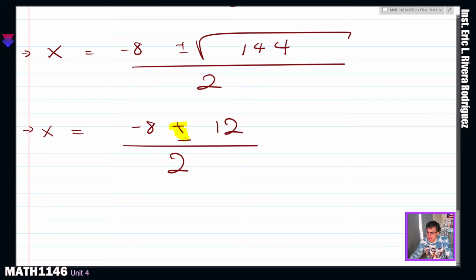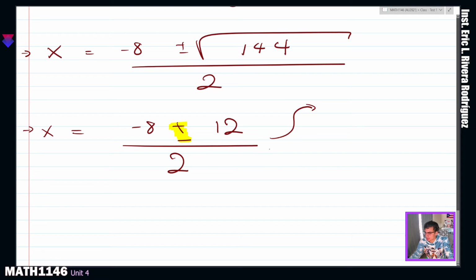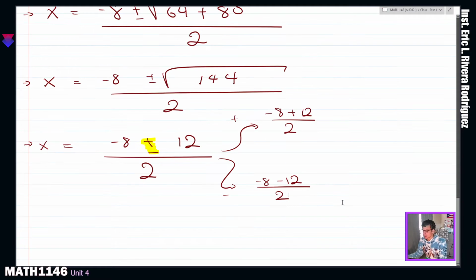Okay, we have the plus minus there. So we are getting the two values because of the plus minus. So when we add, that means negative 8 plus 12, all that divided by 2. And when we subtract, that means negative 8 minus 12, all that divided by 2. And here we are getting the two values.